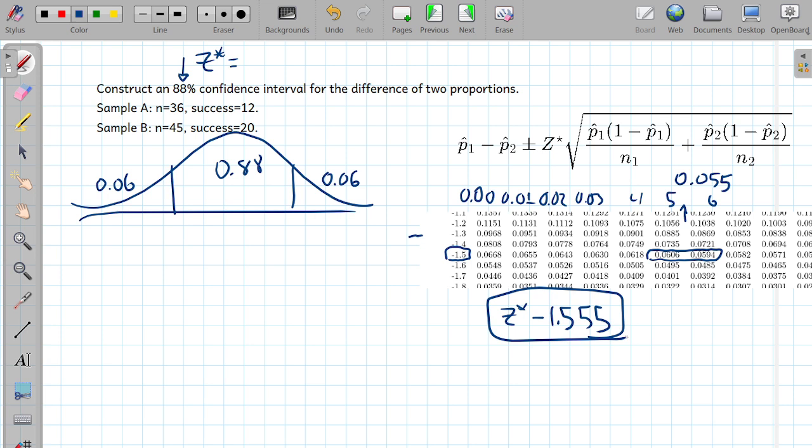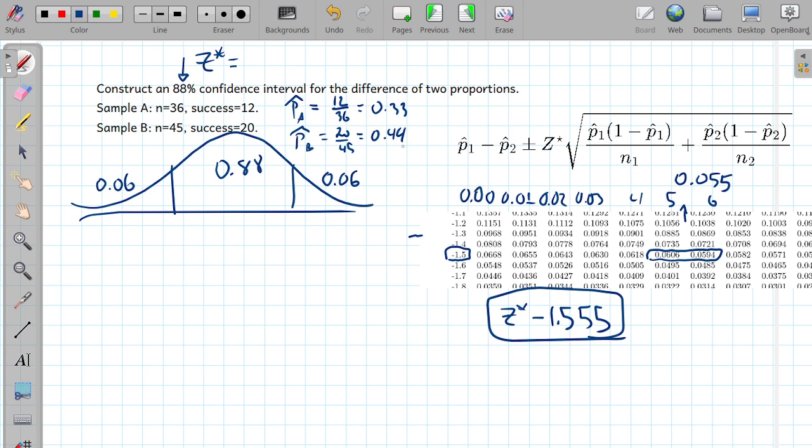Everything else will be the same up here. So let's go p1 minus p2. Oh, but we don't have p hats. Remember from previous that p hat is computed by the success count divided by the sample size. So this is 0.33, and that'll be A, and this will be B. Now here we have 20 out of 45, so that should be 0.44. Of course these are both decimals that continue forever, and we're not going to chase that around. We're just going to use two decimals because we're interested in the method.